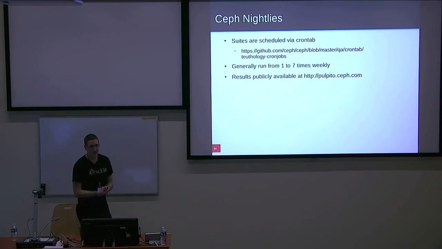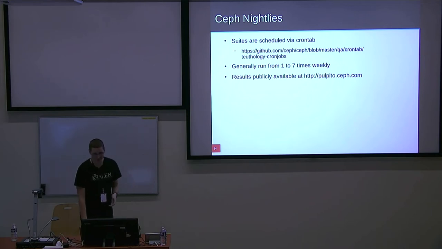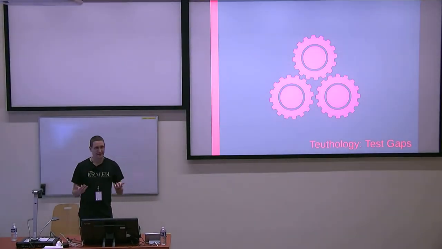And then finally, we have a variety of nightly jobs. Most of the suites are run anywhere from once a week to every single night. And again, all the results are publicly posted. You can see what jobs we actually run in the crontab configuration that's on GitHub. Super nice. However, there are some gaps in teuthology where we have not succeeded.